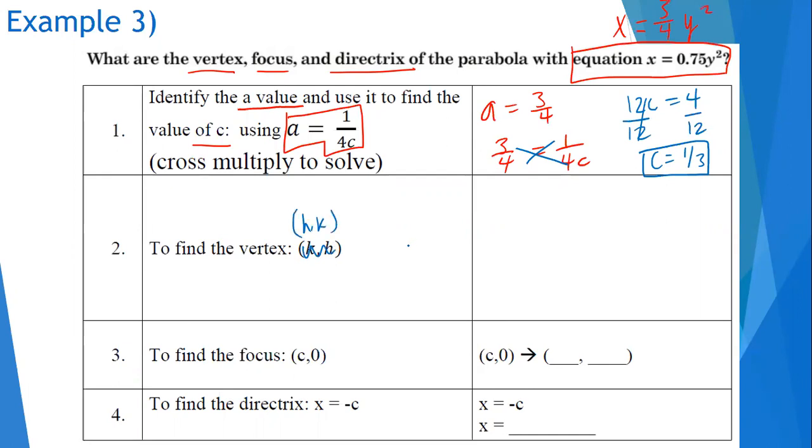To find the vertex, when I look at my equation, is there anything being added or subtracted to it? Nope. So my vertex is simply 0, 0. Because there's no values being added or subtracted. To find my focus, it's my c comma 0. And what is my c?